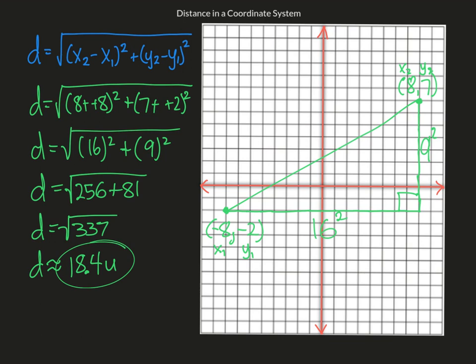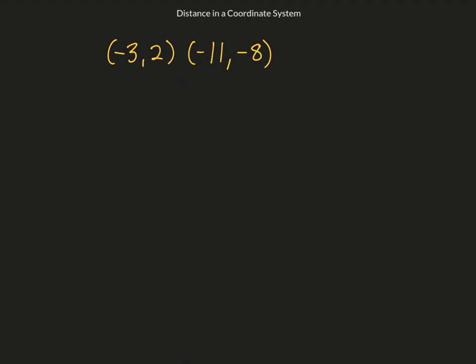Let's do one where we don't have the graph anymore, just me giving you two ordered pairs. All right, so here you go, -3, 2, and -11, -8. So go ahead and pause the video and try it. The first thing I'm going to do is label them x1, y1, x2, y2, and write down the formula I'm going to be using.